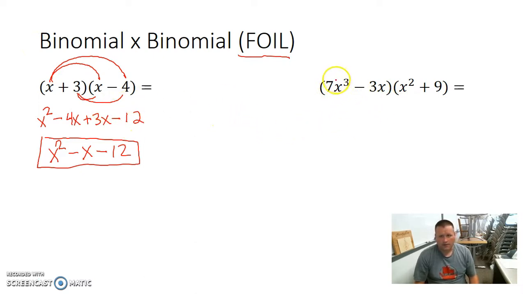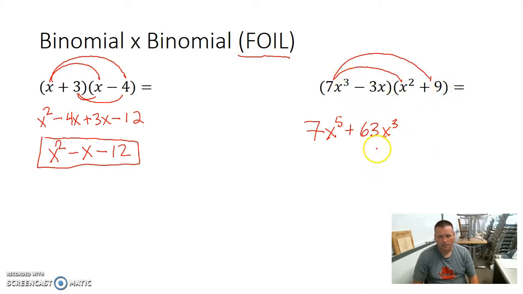We're going to take 7x to the third, and we're going to multiply it to x squared, which will give me 7x to the fifth because I add my exponents. Then I'm going to take 7x to the third and multiply it to 9. In this case, I multiply 7 and 9 together because those are my coefficients. So I'm going to get 63x to the third. Again, my x to the third doesn't change because there's no exponents here.